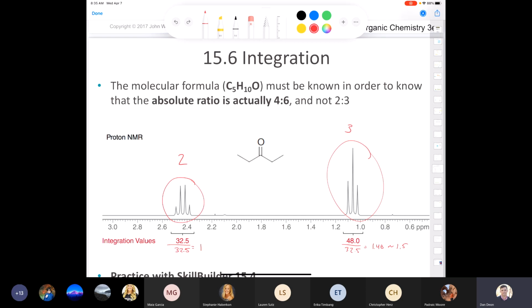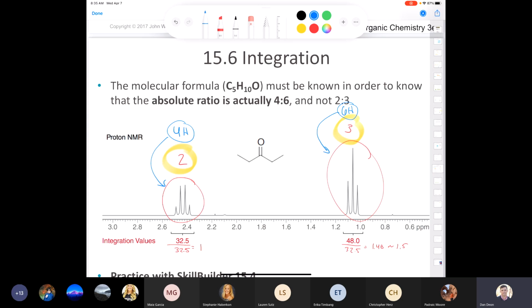In order for us to determine the exact, or absolute, ratio of the protons, we'd have to know the molecular formula. But you can see how you could connect the dots very easily. If you knew that the relative ratio of protons is 2 to 3, and you knew that there's 10 protons in the compound, then you know the actual ratio must be 4 to 6. You've got 4 protons represented by this signal, and 6 protons represented by this signal. Give me a thumbs up if that makes some sense to you.